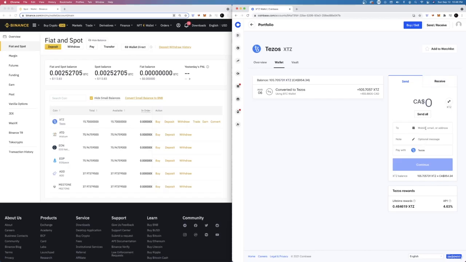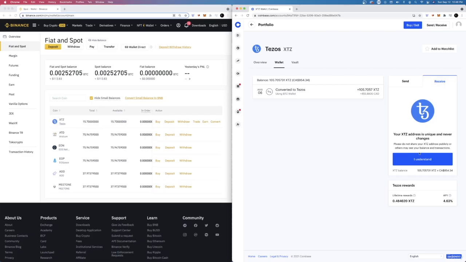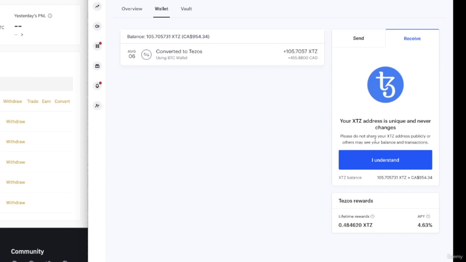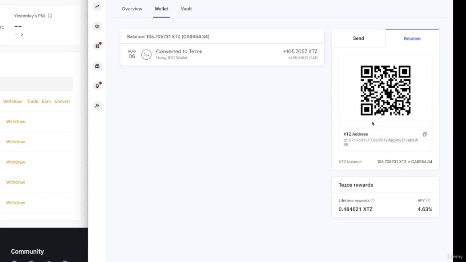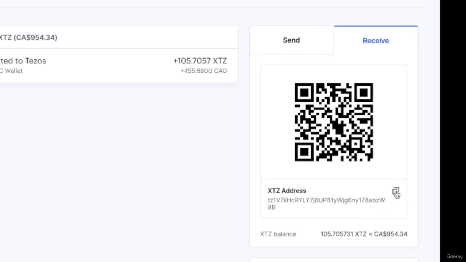So what we're going to do is go to where it says receive, and this is going to allow us to get our public address. Now, your public address, it's fine if other people see it, as we've mentioned in this course as well. So what we can do is just copy this, okay? Or we could also use our phone and scan this. It's the same thing. So our XTZ address, basically the coins will hit this and then it'll get stored onto the private keys.